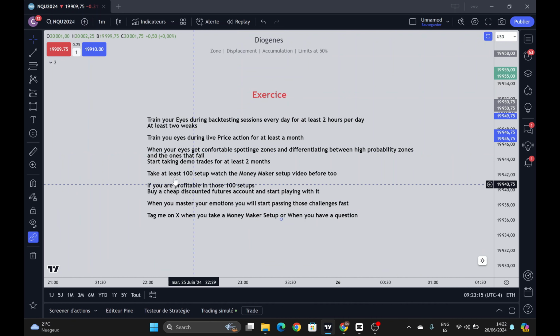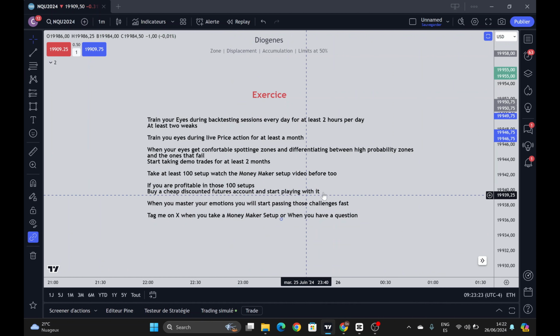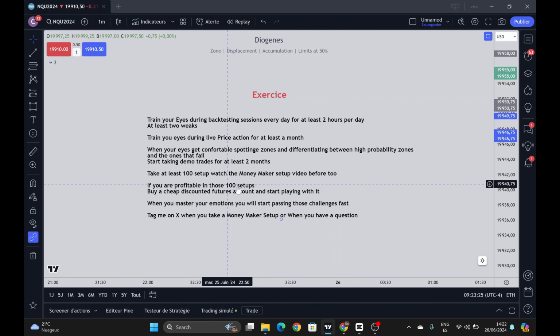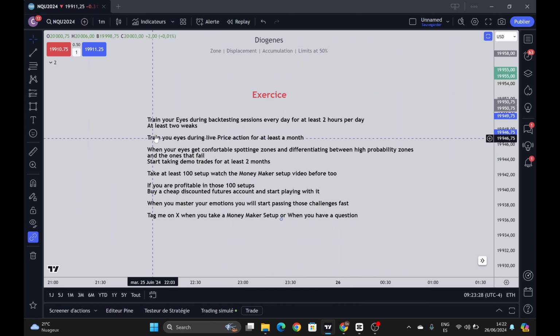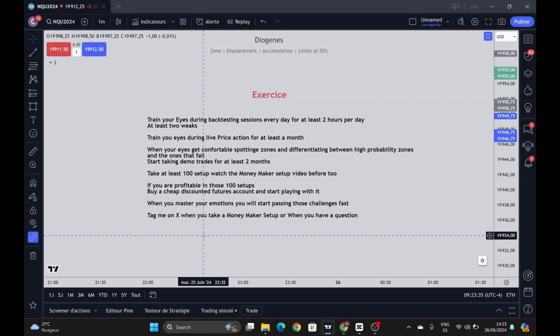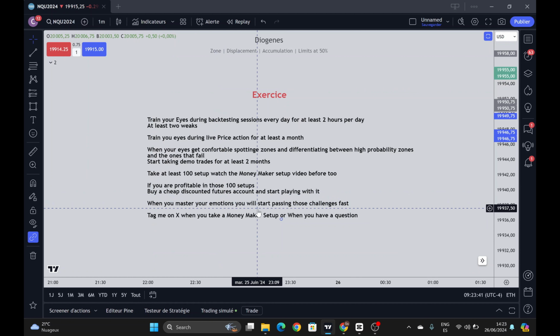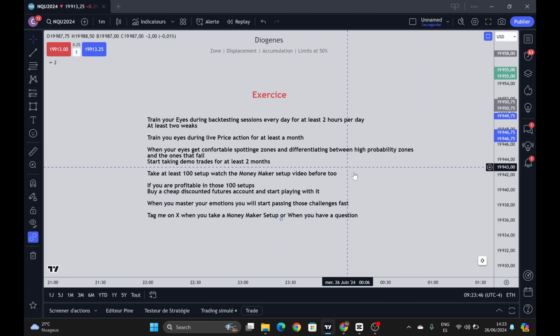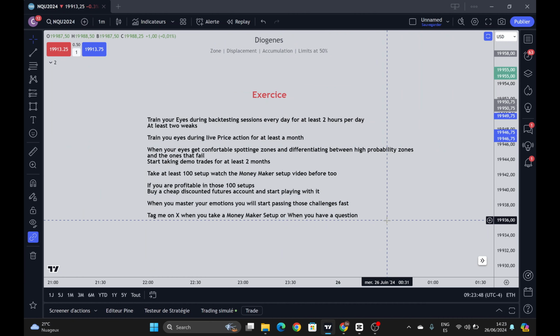Then if you are profitable in those 100 setups, I want you to move to a cheap discounted futures account and start playing with it. If you're not profitable in those 100 setups, I want you to start from the beginning again and do it for another 2 months, okay? So when you master your emotions, you will start passing those challenges fast. You will start seeing the fractals repeat over and over again. And this is when the party will get started for you.